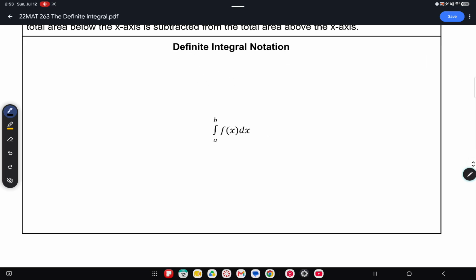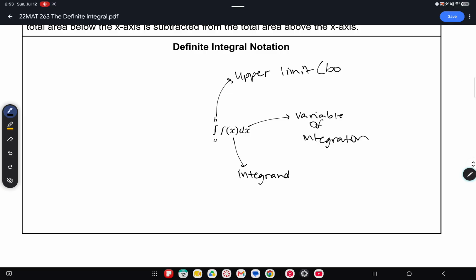Okay, so there's a lot of space here, so I can kind of piece together this integral. So dx, we know, is the variable of integration. F of x we know is the function, but as a technical term, it's the integrand. It's the function we are integrating. B is called an upper limit or an upper bound. And A is the lower limit or lower bound. Okay?